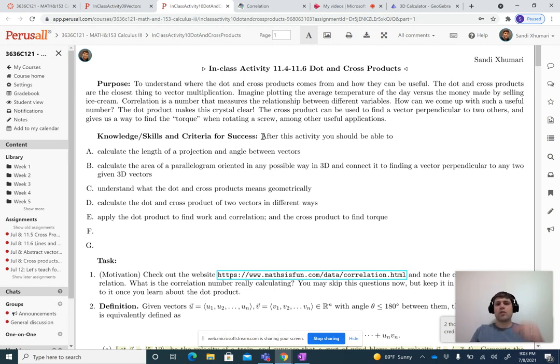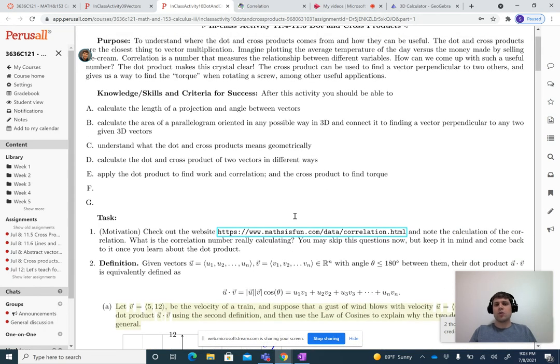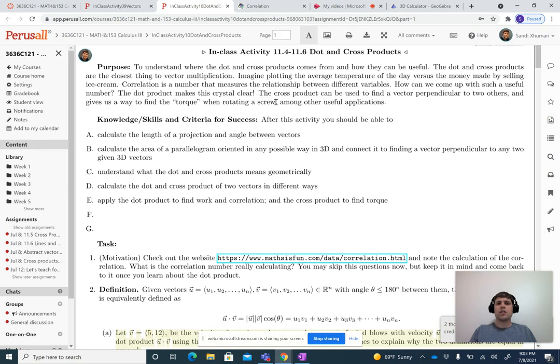So if you look at the other in-class activity here, there was a motivating question. And in the purpose here, I described how the dot product is related somehow to correlation. And I asked if you could figure out what correlation is in terms of the dot and the cross product.